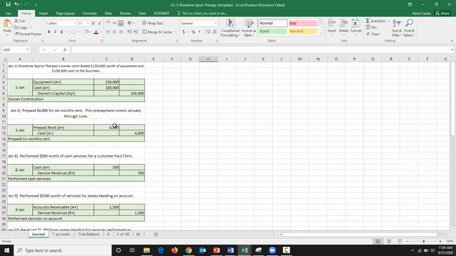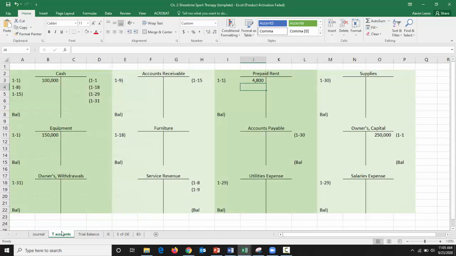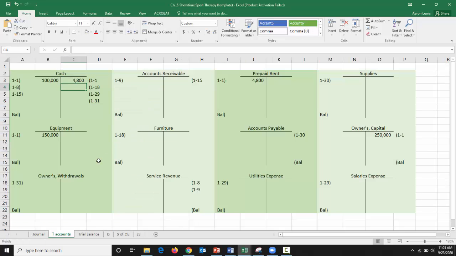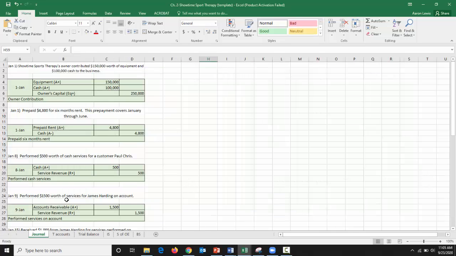The other part of that journal entry was a credit to cash for $4,800, so we're going to bring that $4,800 credit over to our T accounts. The next journal entry we had was a debit to cash for $500 and a credit to service revenue for $500. Let's bring those numbers over.